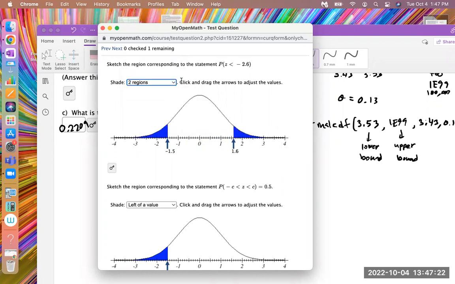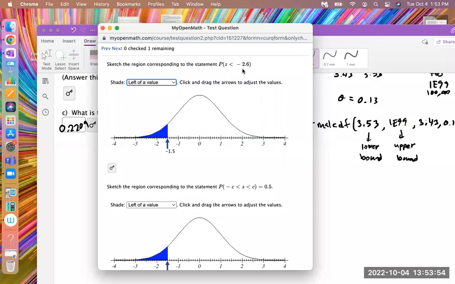So it's giving you a lot of choices, or you could say two regions. So if they say the value is less than negative 2.6, well, the first thing we need to do, I don't see two numbers to put. So I don't think it's two regions or between two values. I think it's either the right of the value or the left of the value. So we'll just say for right now, it's the left of the value, and then we'll talk about it more.